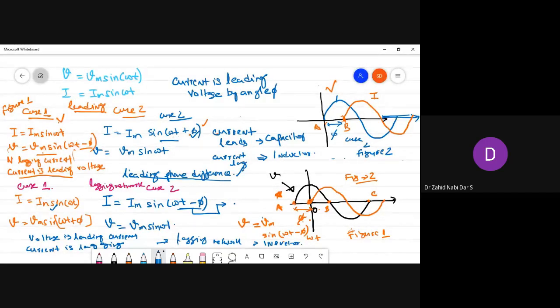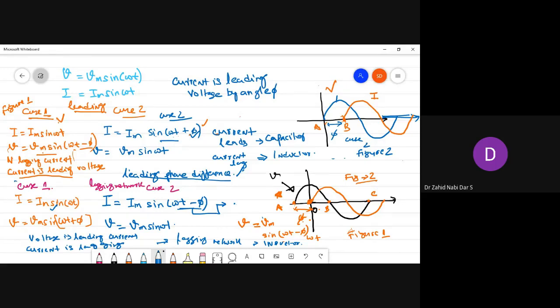Now here in case 1, I is equal to Im sine omega t. Sir, in both cases, voltage is lagging, no, sir? Listen to me first. So this case 1 and case 2, you understood. Case 1 you understood, the upper case.